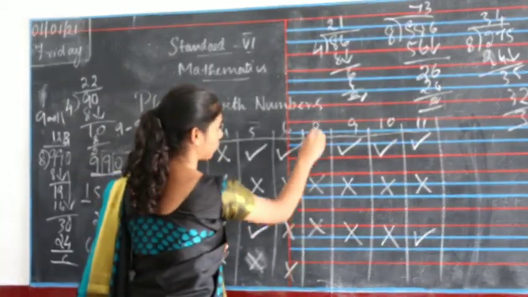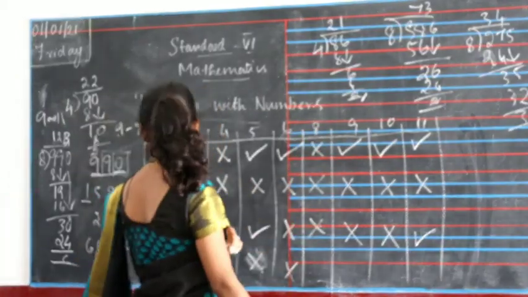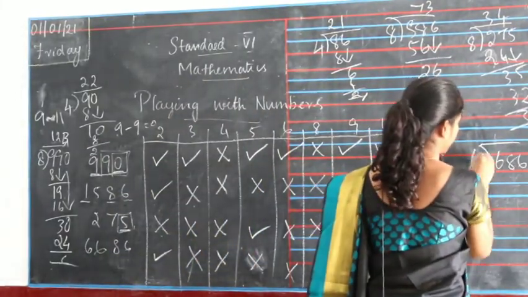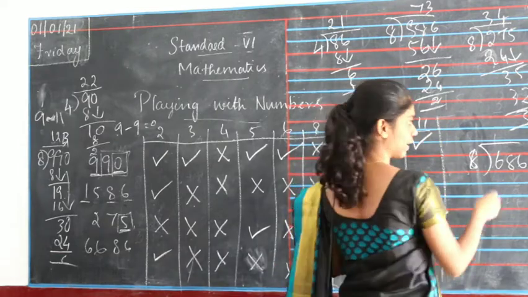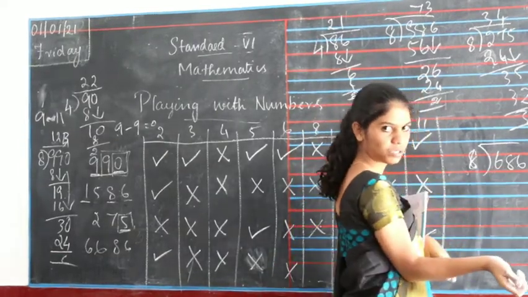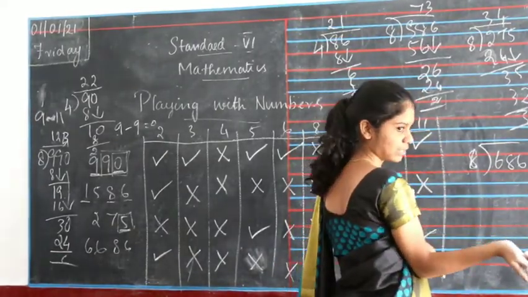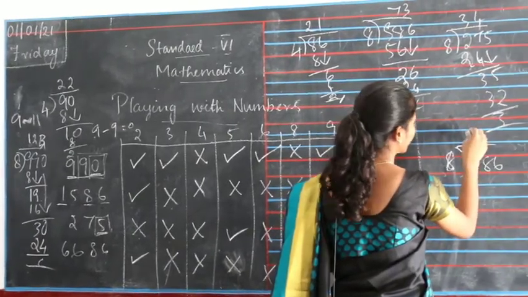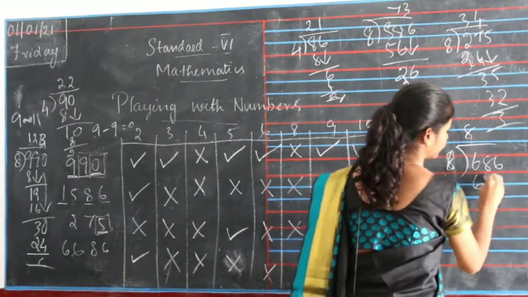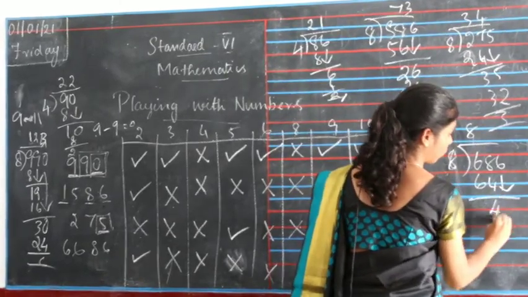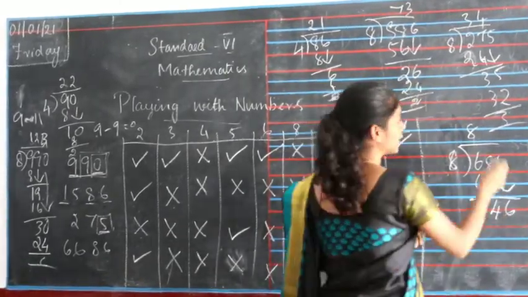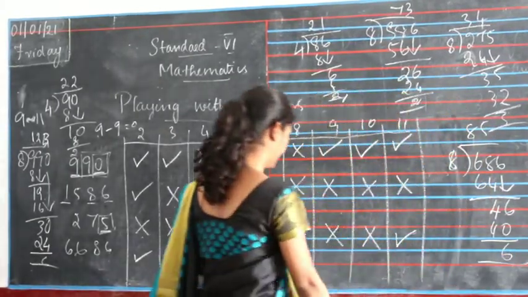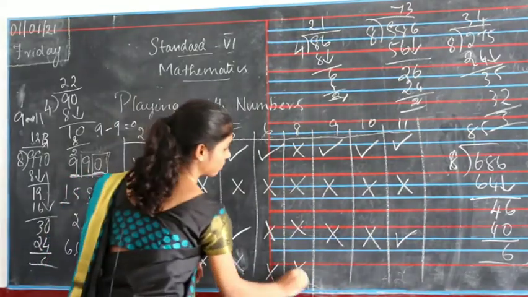No. So for 8, 86 divided by 8. 8 ones are 8, 8 twos are 16, 8 threes are 24, 8 fours are 32, 8 fives are 40, 8 sixes are 48, 8 sevens are 56, 8 eights are 64. So you'll get 4, 6. So it cannot be divided by 8.